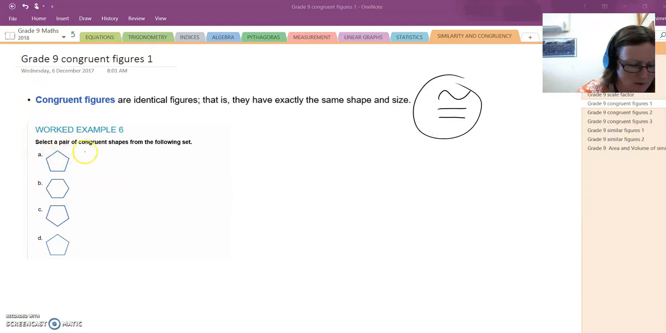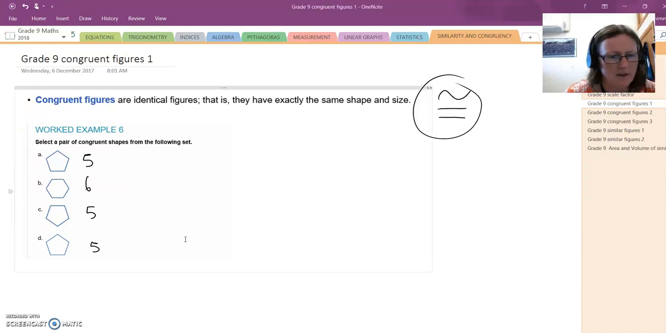Shape A has 1, 2, 3, 4, 5 sides. This has 6 sides, 1, 2, this has 5 sides, and this has 5 sides. Okay, so it's definitely not shape B. That's the first point we can make.